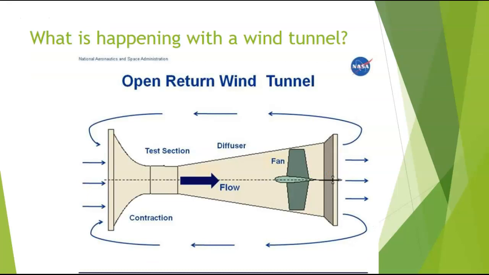So what happens in a wind tunnel? Well, a wind tunnel is basically a venturi tube with a very narrow opening. And when you force air through a narrow opening, what happens is the velocity of that air increases.